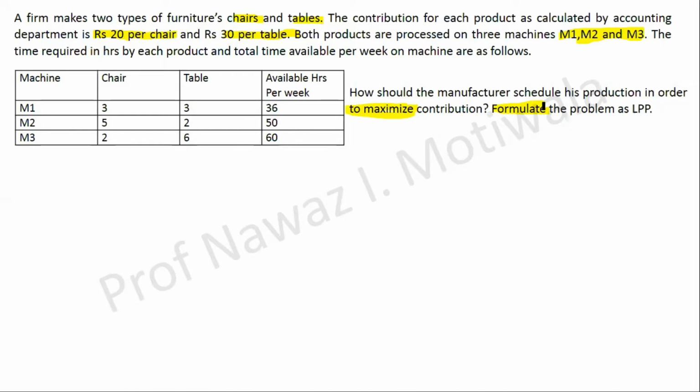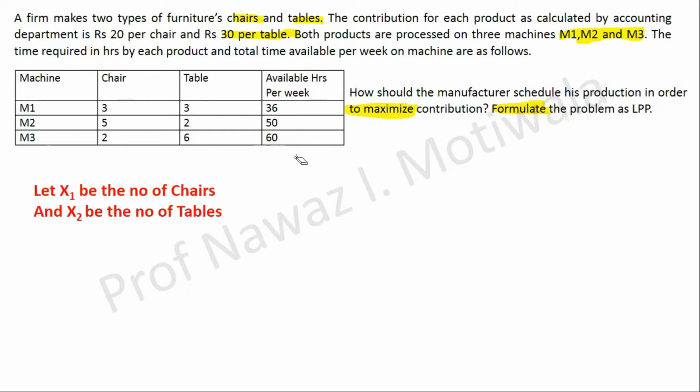It's a very simple problem. So take 2 to 3 minutes and try to make the equations. Already constraints in number of hours are given. So the constraints are this. We cannot exceed 36 hours for M1, we cannot exceed 50 for M2, and we cannot exceed 60 for M3. So using these three constraints, form the equations.